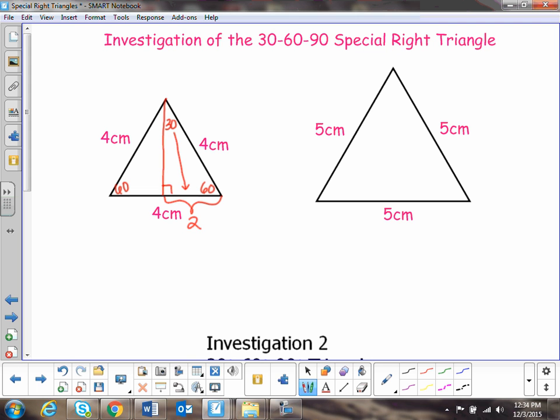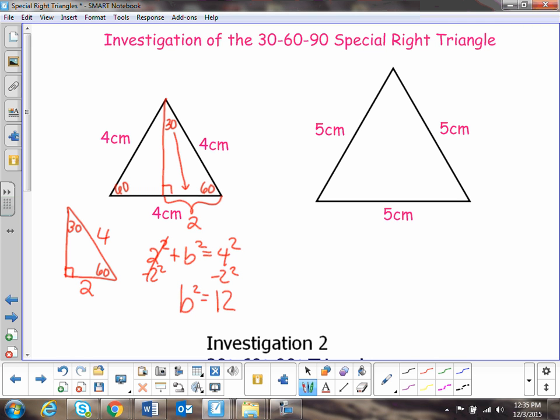I'm going to just redraw this triangle. That'll be 2, that'll be 4, this is 60 degrees, that's 30 degrees. We're going to use the diagram here to solve for this side over here and see if we see any sort of relationships. So 2 squared plus b squared equals 4 squared. Minus the 2 squared, b squared is equal to 16 minus 4, which is 12. Last step, square root.